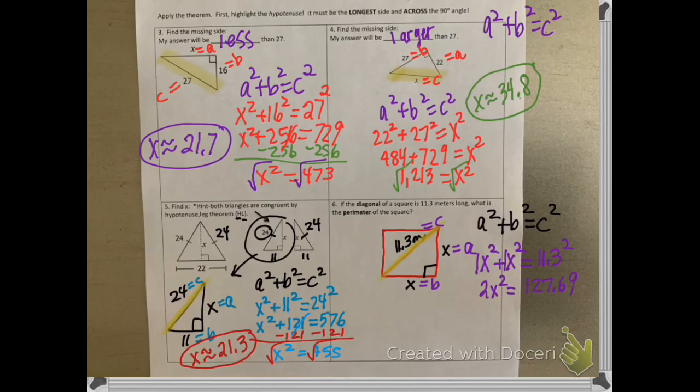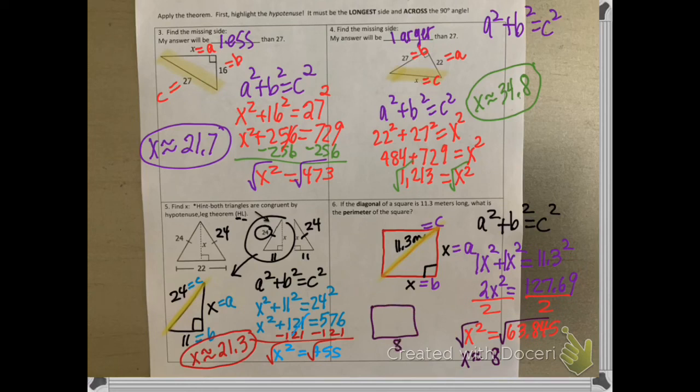So from here, how do I get x alone? Well, I need to divide both sides by 2. So I would have x squared is equal to, if you divide 127.69 by 2, you should get 63.845. We're going to round in the very last step. So lastly, the opposite of squaring something is square rooting. Take the square root of both sides. Now I'm going to round to the nearest tenth, and you get approximately 8. So x is equal to 8.